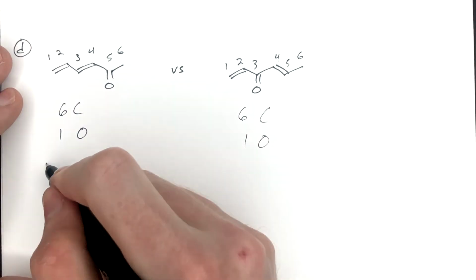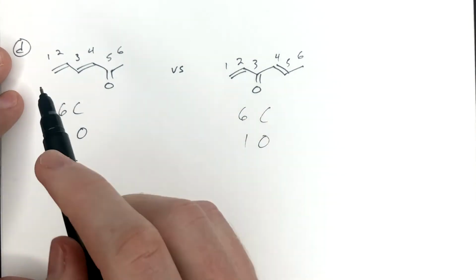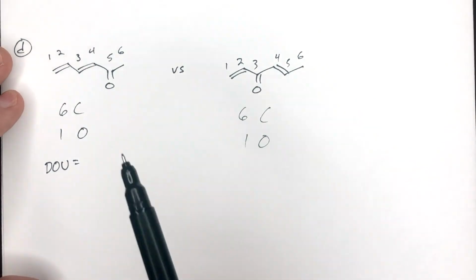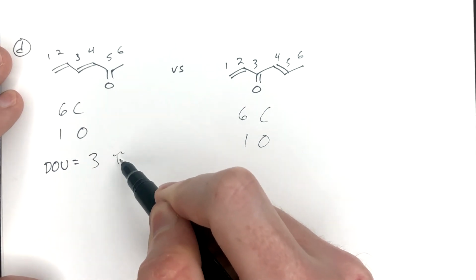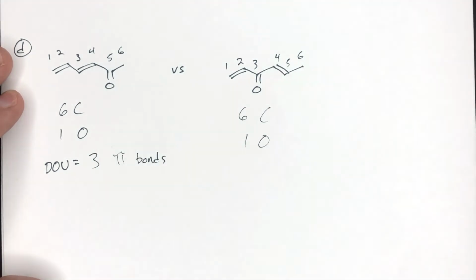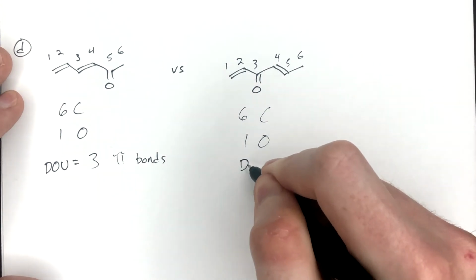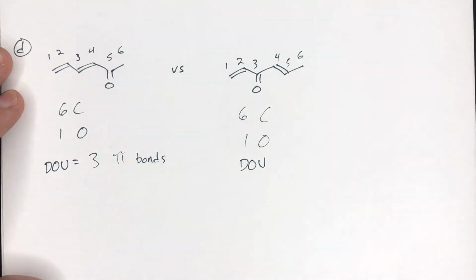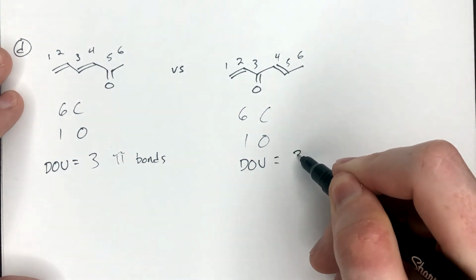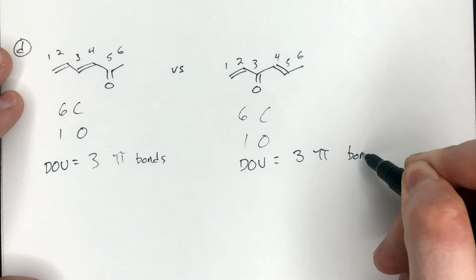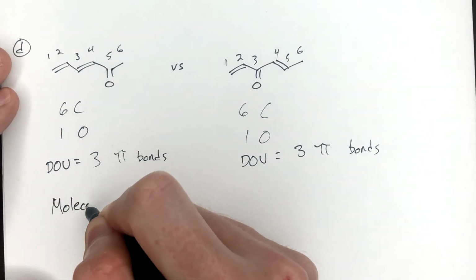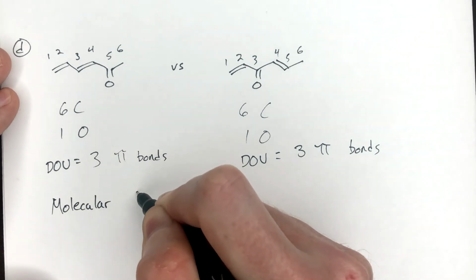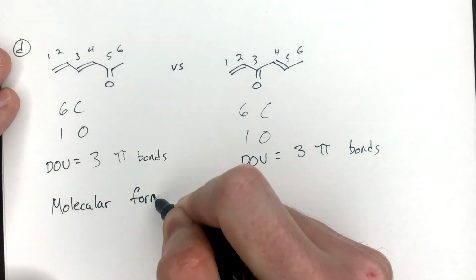Now let's count the degrees of unsaturation. We have 2 carbon-carbon pi bonds, and then a third pi bond in a carbon-oxygen pi bond, so 3 total pi bonds. So 3 degrees of unsaturation. And then we go to the other structure. There's 2 carbon-carbon pi bonds and 1 carbon-oxygen pi bond, exactly the same. So we have 3 total pi bonds. So again, the conclusion from this step so far is that the molecular formulas are the same, and therefore they can be isomers.